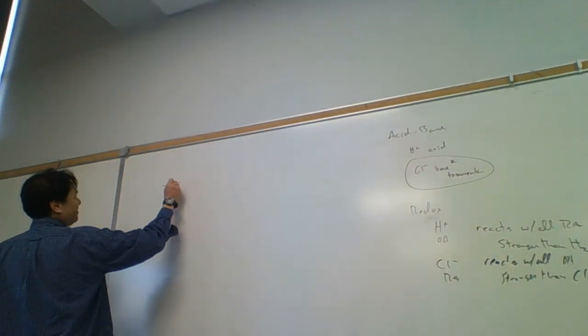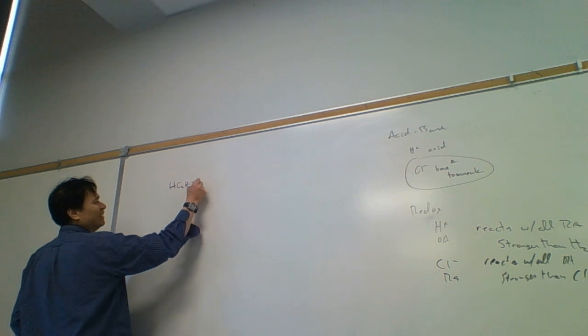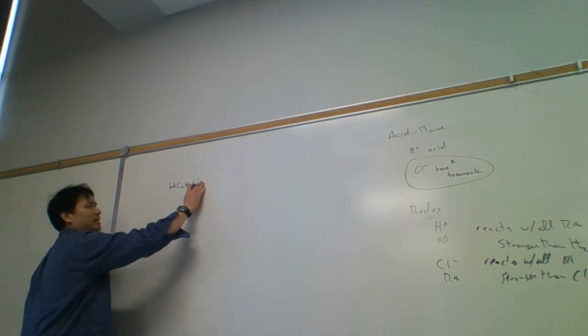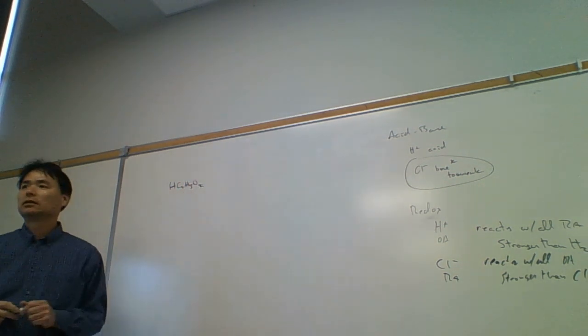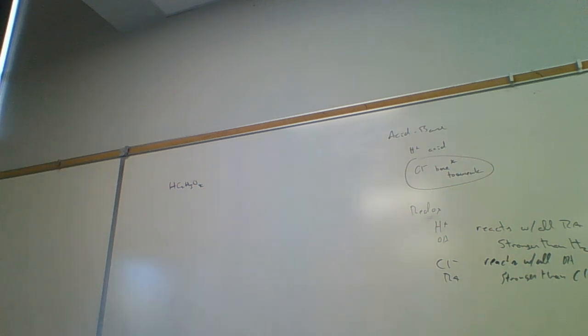Well, let's do another example. Acetic acid. Okay, tell me the chemical properties of acetic acid. So first start with metathesis. What are the metathesis properties? So what are the ions here? We got H plus and acetate.